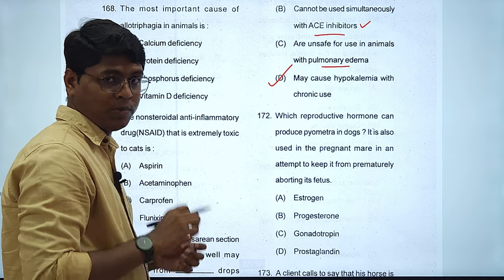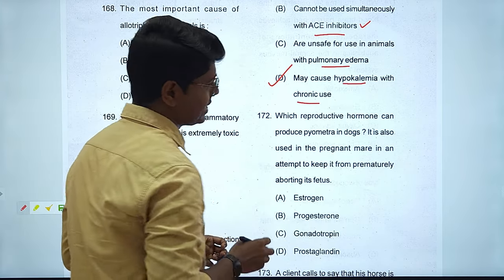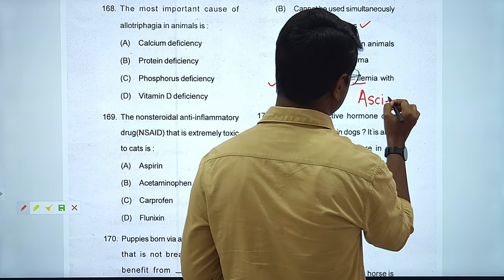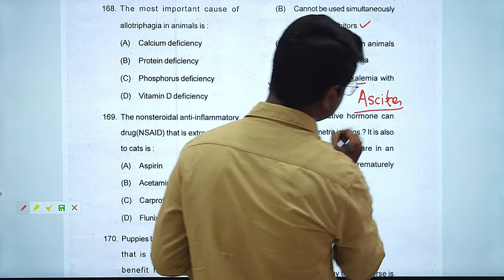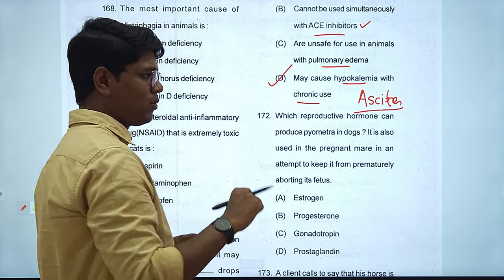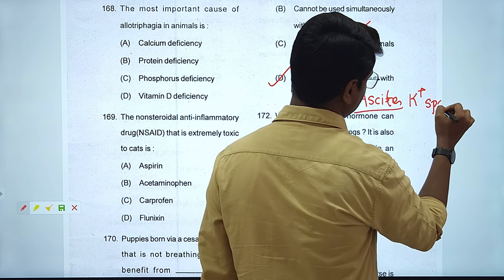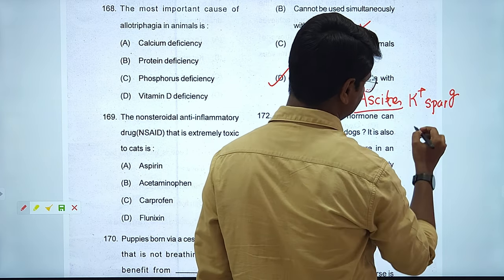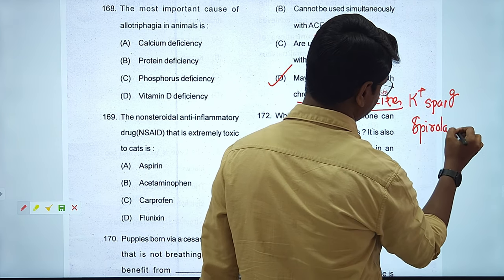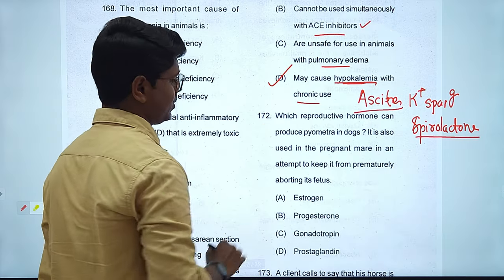The loop diuretics, on chronic use, can cause hypokalemia, especially in case of ascites, where you need a long term diuretic. So it is said that if you are using the loop diuretics, you have to combine with a potassium sparing diuretic, like spironolactone, so that you can avoid this hypokalemia situation.